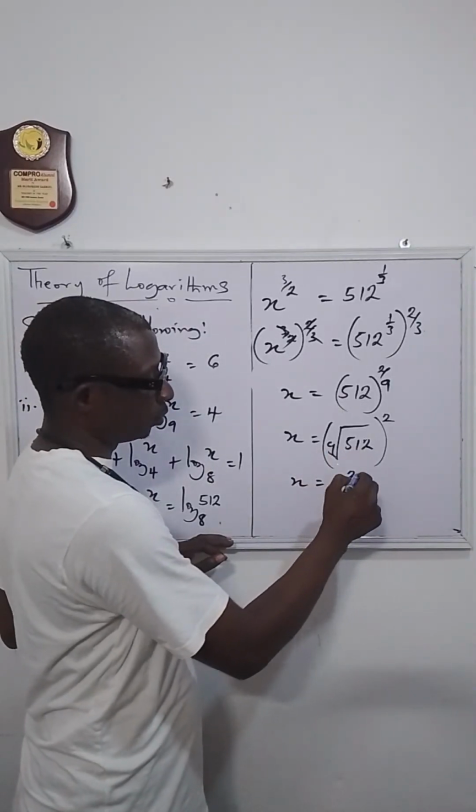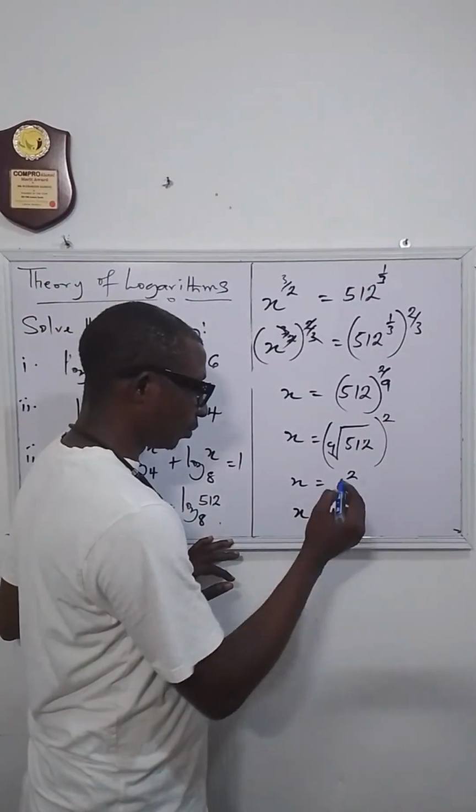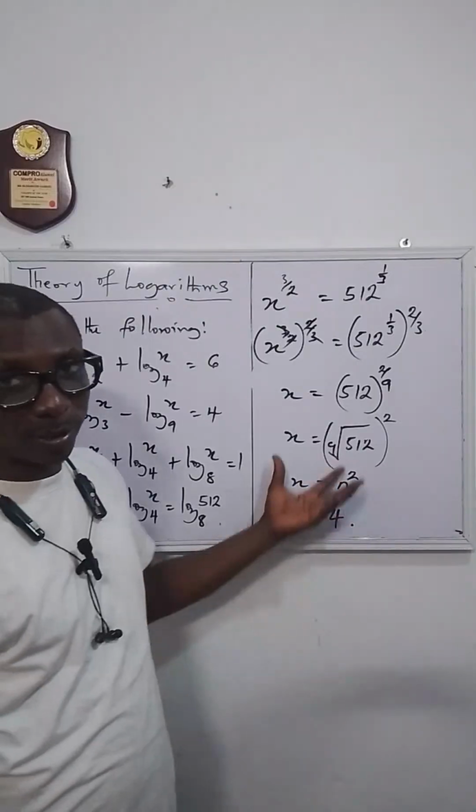So we have 2 raised to the power of 2. Okay, and the answer now is going to be 4. Okay, do you understand that now?